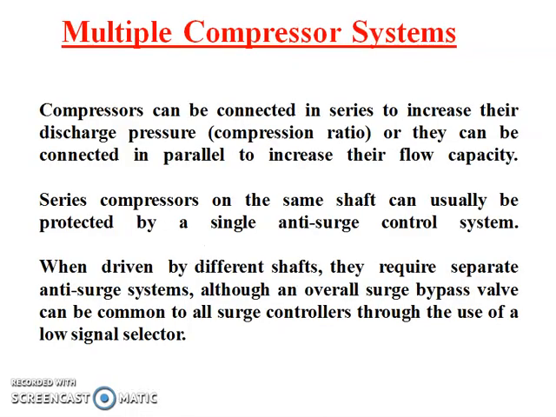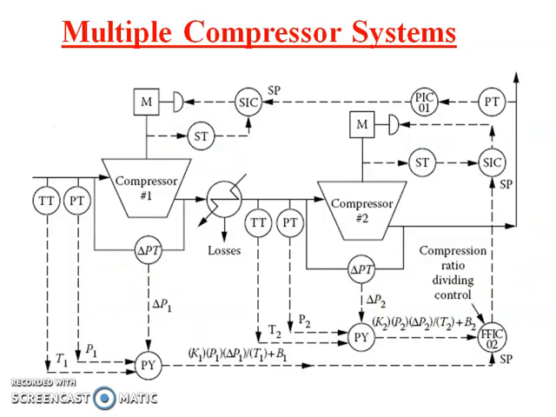Again, similar to pumps, here also multiple compressor systems are used. Compressors are connected in series or in parallel. Series compressors on the same shaft can usually be protected by a single anti-surge control scheme. And if there are different shafts, then you require two different anti-surge control schemes. Now here one example is given for a two-stage compressor. These two compressors are connected in series.